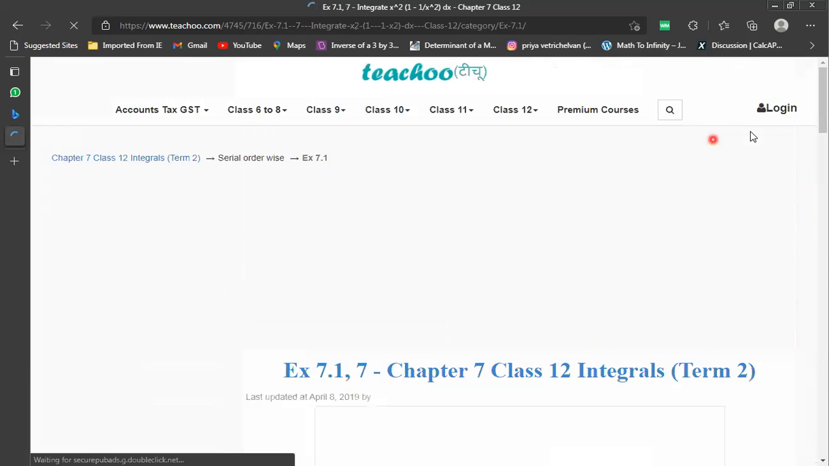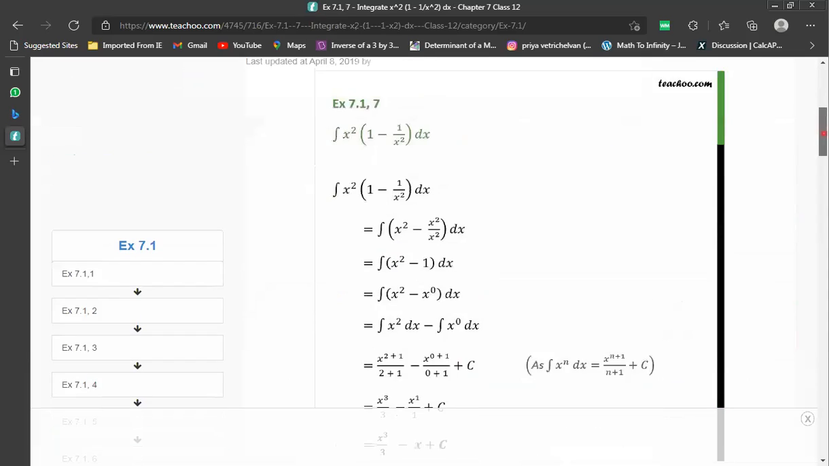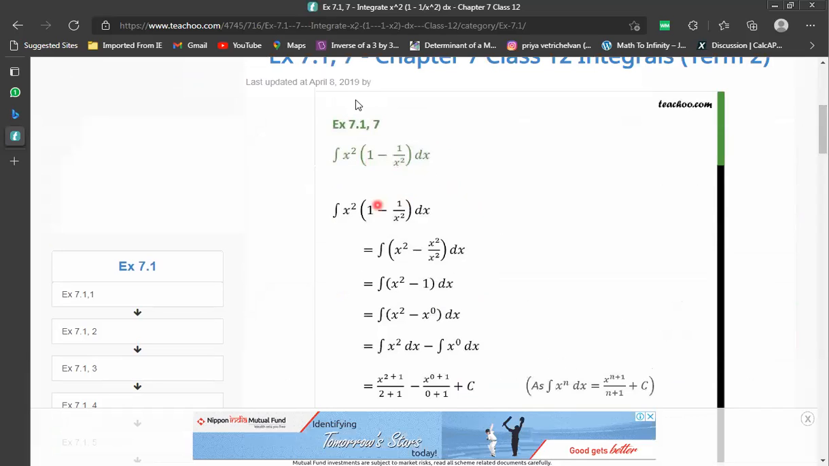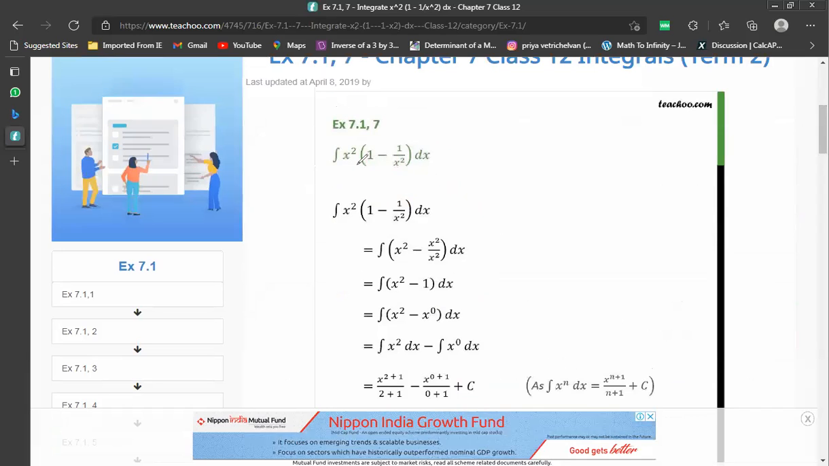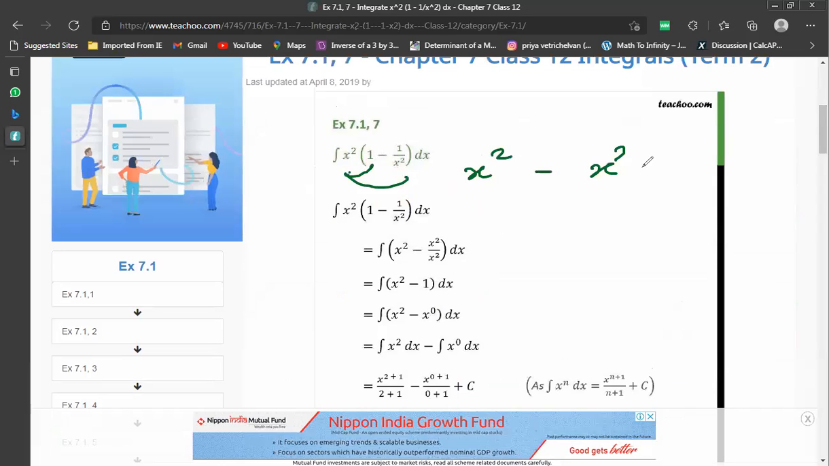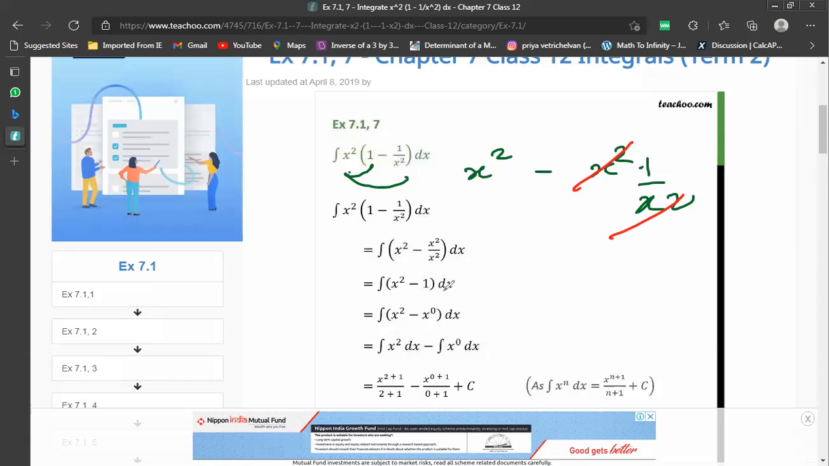So the question number 7. It's integral of x square into 1 minus 1 upon x square dx. Here, let's simplify this expression first before proceeding to the integration. Just take the x square inside and do the multiplication for further simplification. x square into 1 can be written as x square, and x square into 1 by x square simplifies to 1. So you will be left with x square minus 1 alone.